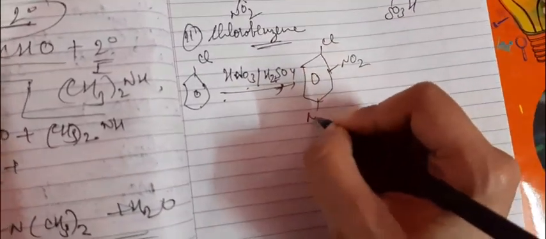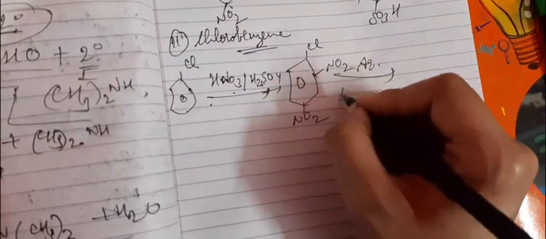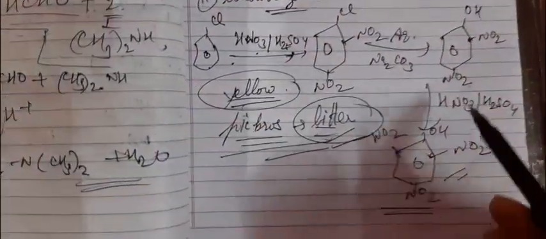The second method is from chlorobenzene. We can treat chlorobenzene with HNO3 in presence of H2SO4, that is, we will proceed with nitration, and the compound formed is 2,4-dinitrochlorobenzene. Further, we will treat it with aqueous Na2CO3. Now we will treat this compound with HNO3 and H2SO4 and get the final product, that is picric acid.